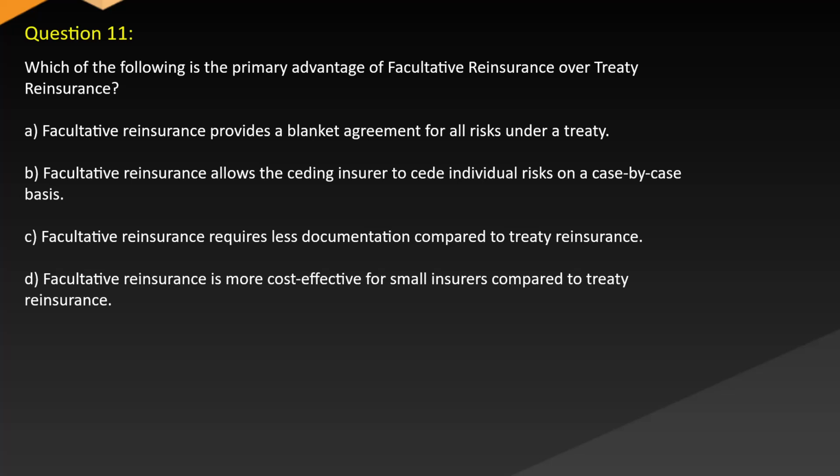Question 11. Which of the following is the primary advantage of facultative reinsurance over treaty reinsurance? A. Facultative reinsurance provides a blanket agreement for all risks under a treaty. B. Facultative reinsurance allows the ceding insurer to cede individual risks on a case-by-case basis. C. Facultative reinsurance requires less documentation compared to treaty reinsurance. D. Facultative reinsurance is more cost-effective for small insurers compared to treaty reinsurance.